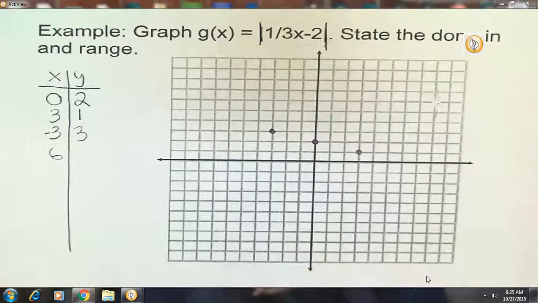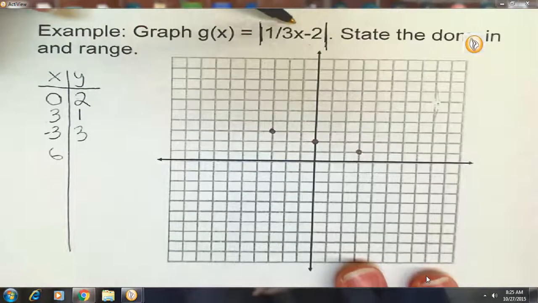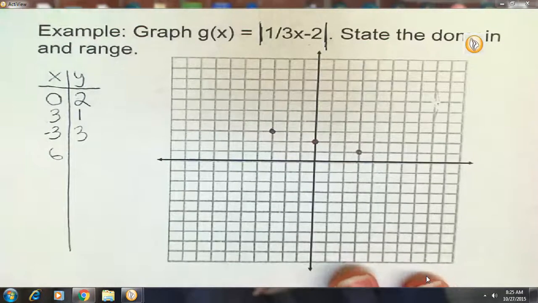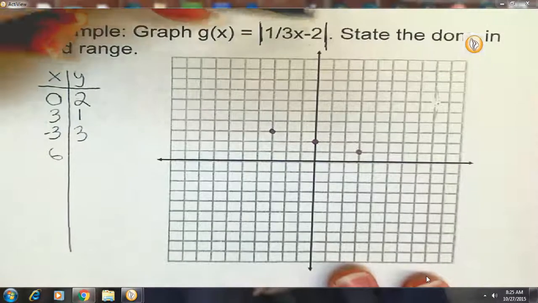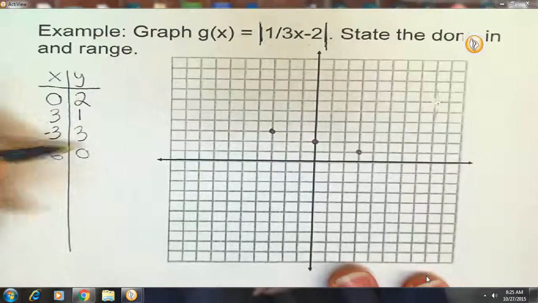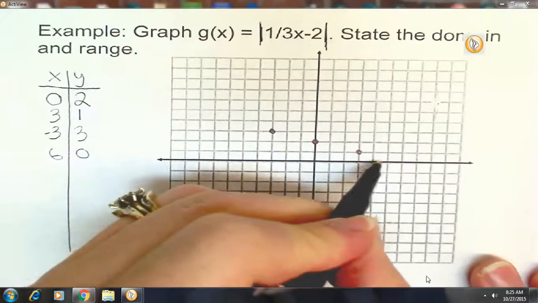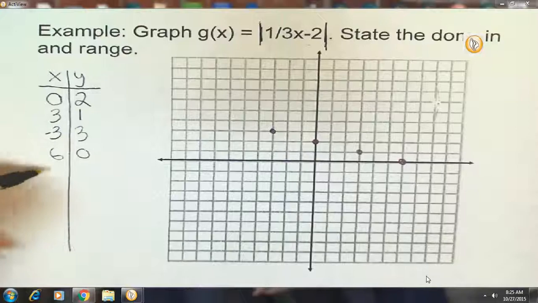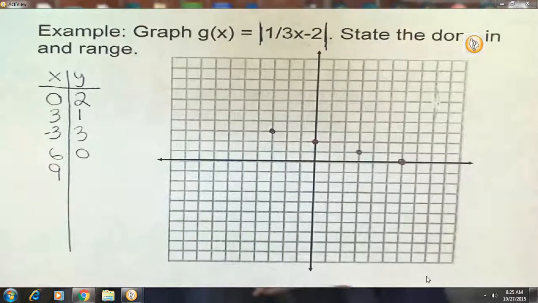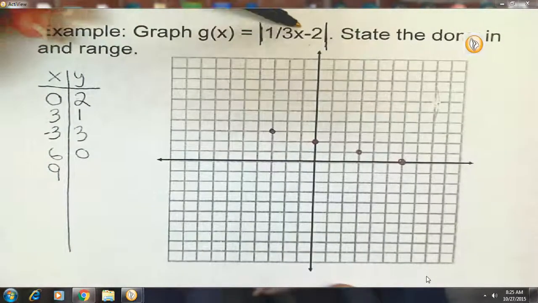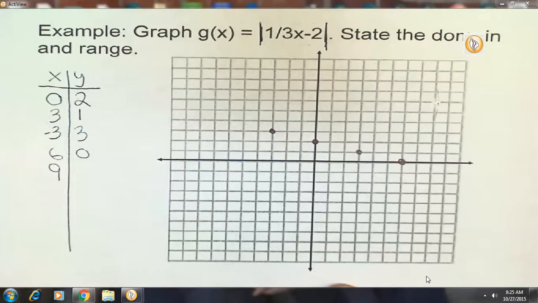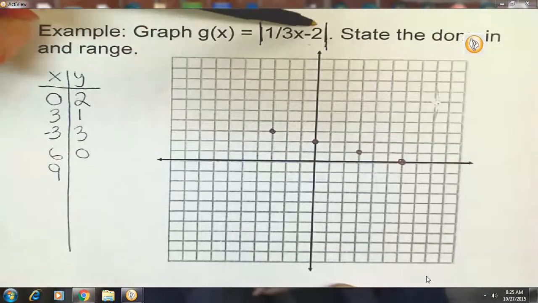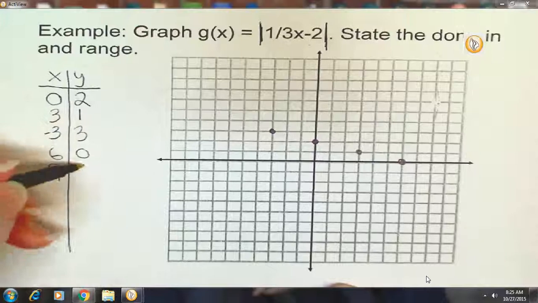You could put 4, you could put 5, but I'm thinking ahead. Let's substitute something in that's going to be easy to multiply by 1/3. So what is 1/3 times 6? 2. And 2 minus 2 is 0. And the absolute value of 0 is 0. Let's put another positive number like 9 into our function. 1/3 times 9 is 3. And 3 minus 2 is 1. The absolute value of 1 is 1.